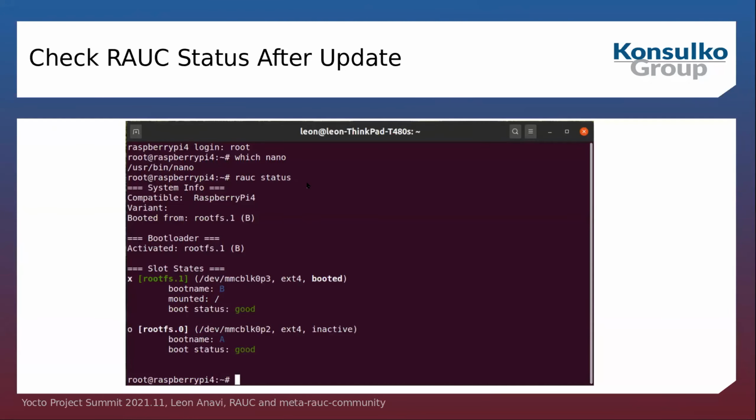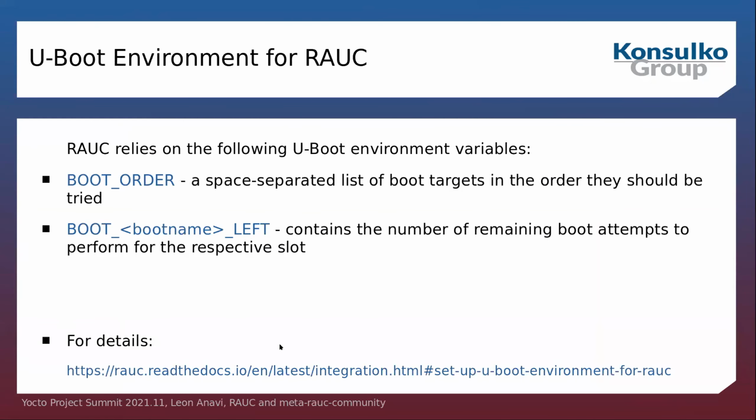Here's a screenshot of the RAUC status after installation on a Raspberry Pi. And there are a couple of important U-Boot variables in order to get RAUC working on the Raspberry Pi: the BOOT_ORDER and the BOOT_A_LEFT. All the details are available in the user's manual. Actually, RAUC has very good documentation, so you can find a lot of the answers there if you're getting started with RAUC.